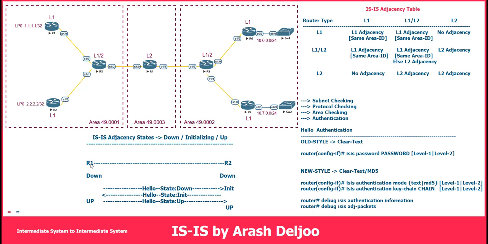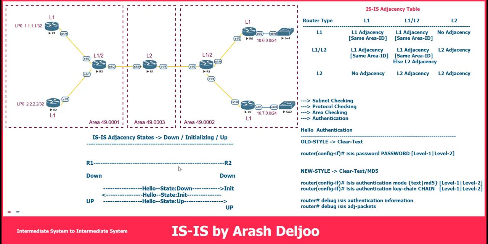Look at here, we have two routers, R1 and R2. Both of them are now in the down state. Down, what does this mean? Down state means this is the initial state. It means that no hellos have been received from the neighbor. In this state, R1 doesn't receive a hello from R2, and R2 also doesn't receive a hello from, for example, R1. This is the down state.